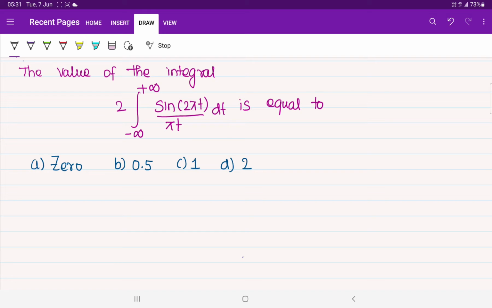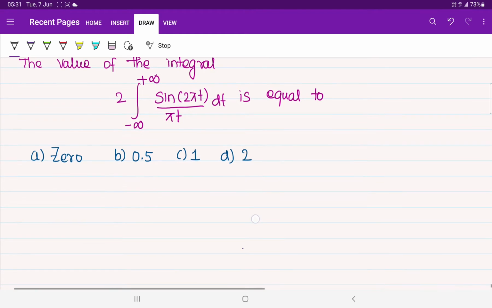Shall we start? See, given it is a trigonometric function and the limit has been defined as minus infinity to plus infinity. Whenever a trigonometric function is given and the limits are also defined from minus a to plus a, I ask you to check for even or odd function. So that property. Shall we do that? Yes. Now treat this whole function as your f of t.